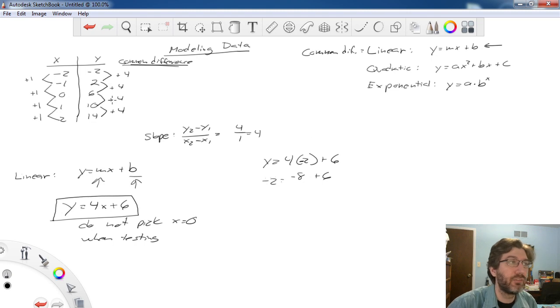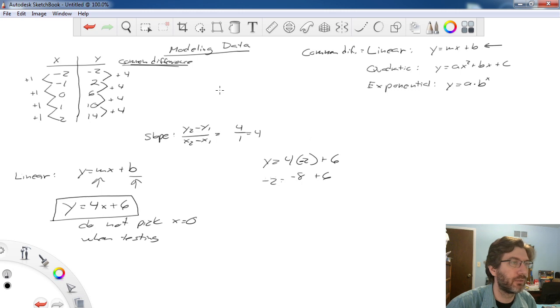Linear should be pretty easy because you've been doing it all year. In fact, I just did this with 7th grade yesterday, so you've been doing it last year too, hopefully. The quadratic and the exponential ones might be a bit different. So let's look at those.